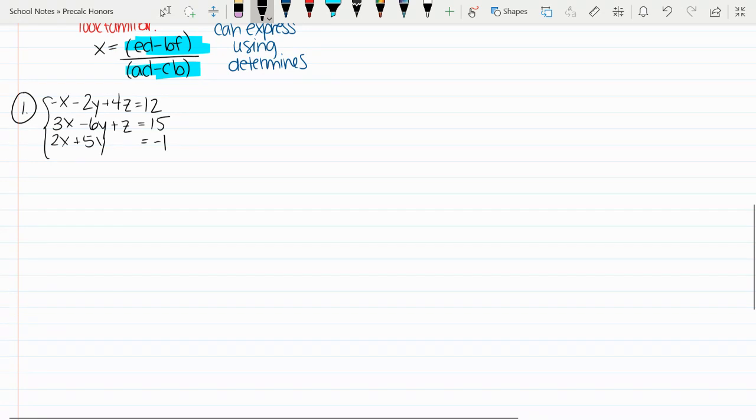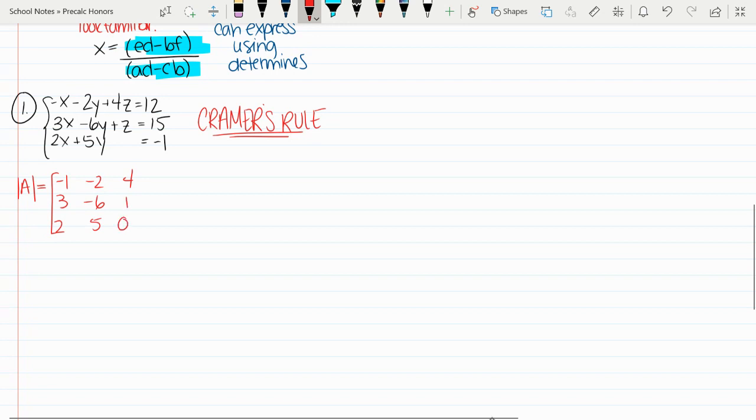Okay, so like I said, we're going to solve using Cramer's rule. The first thing I like to do is write out our coefficient matrix, which I call A, and find the determinant of that. So I'm just going to take all of our original system coefficients, and I'm going to find the determinant.